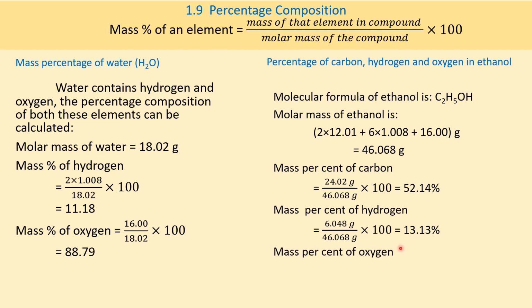Next is mass percent of oxygen. So that will be equal to, there is only one atom, hence it is 16 grams divided by 46.068 grams into 100, that is 34.73. After understanding the calculation of percent of mass, let us now see what information can be obtained from the percentage composition data.